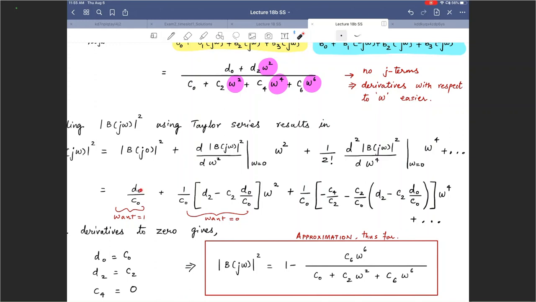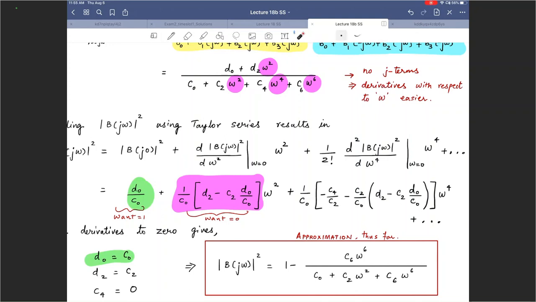We want d0 to equal c0, right? We want that to be a 1 there. Actually, I was using green, I think. That will give you that. And all the other terms should go to 0. So if I want all of the other terms to go to 0, I want this guy to go to 0 here.